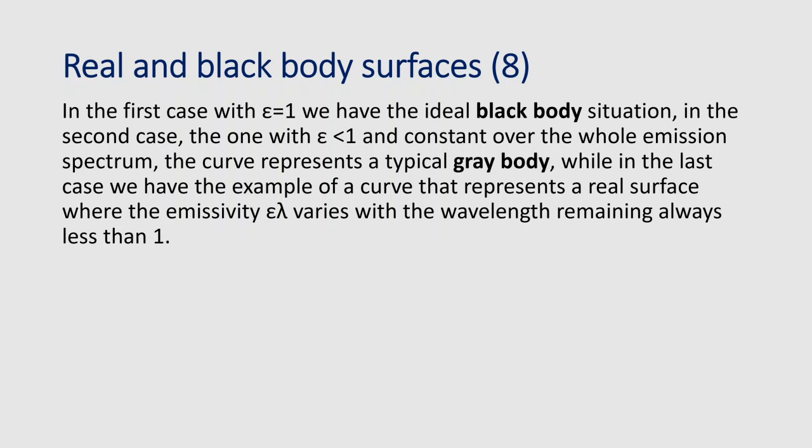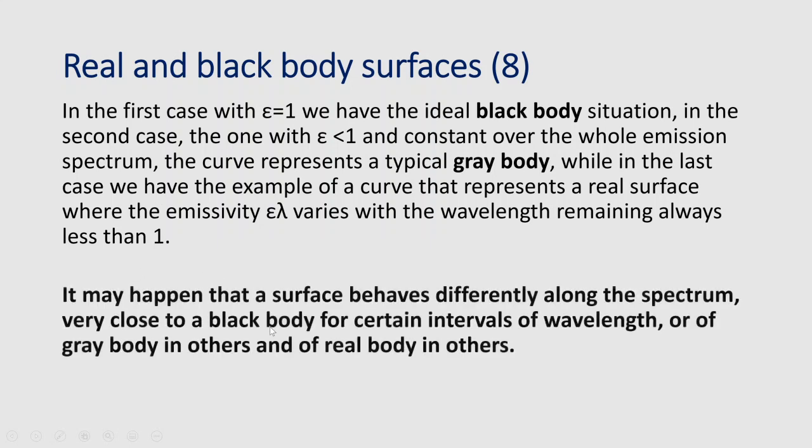In the second case, the one with epsilon less than 1 and constant over the whole emission spectrum, the curve represents a typical gray body, while in the last case, we have an example of a curve that represents a real surface, where the emissivity, epsilon lambda, varies with the wavelengths, remaining always less than 1, of course, because it's not a black body.